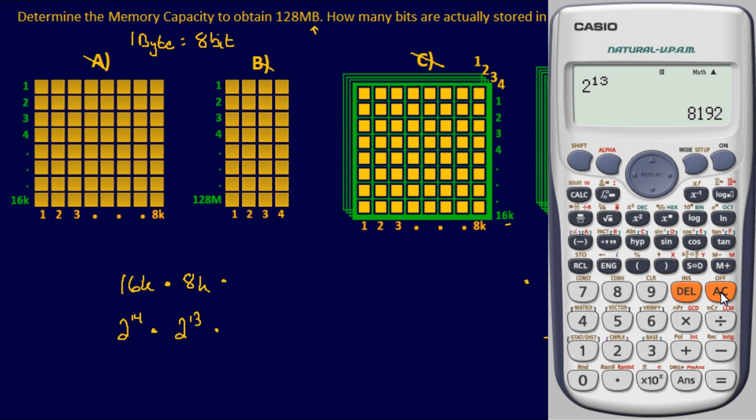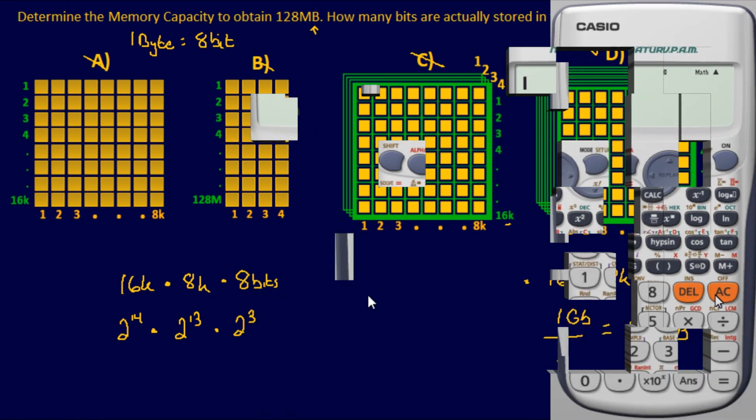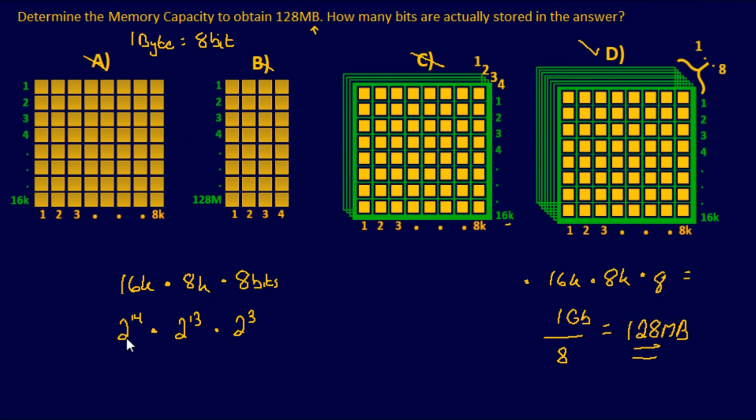And anytime you have 8 bits, put bits, that way it's easy to see, it's going to be 2 to the 3, because 2 times 2 times 2 is 8 bits. Because anytime we refer to these numbers, we're talking about powers of 2.